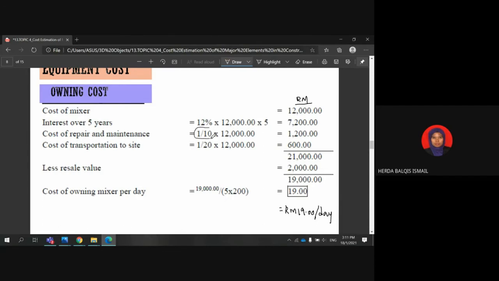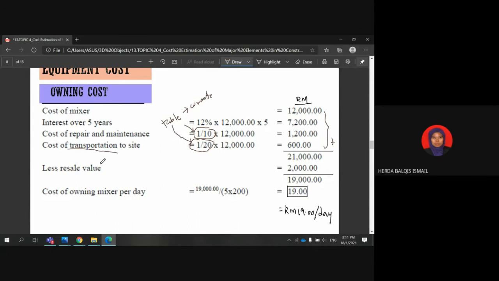Then the cost of repair and maintenance. The constant is gathered from the table of constants, where you need to refer to the concrete section. Also the cost of transportation to site is 1/20, which is stated in the table of constants as well. So you multiply with the initial cost of the mixer and you will get the value. You total up all these items and you will get 21,000.